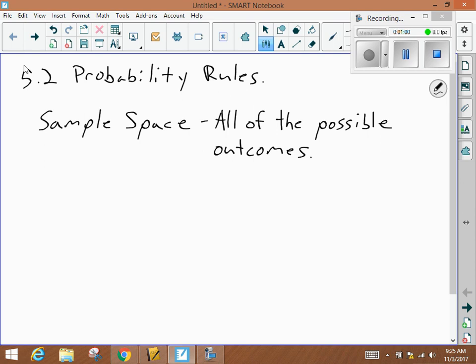And then, in your book, there's also a definition of a probability model. It says it's a description of some chance process that consists of two parts, sample space and a probability for each outcome. We're going to get into that in more detail. Don't really need to write that down at this point. So we're actually going to just go right into it.